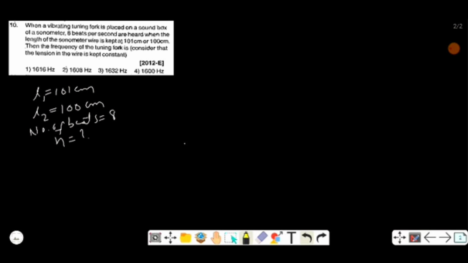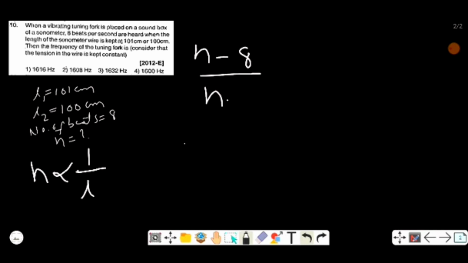So the relation between frequency and length: the fundamental frequency is directly proportional to 1 by L. So here the number of beats is 8. One is less, n minus 8, and the other is n plus 8. The less frequency goes with the more length, therefore you should write 101. The more frequency goes with the less length, inversely proportional, that is 100.